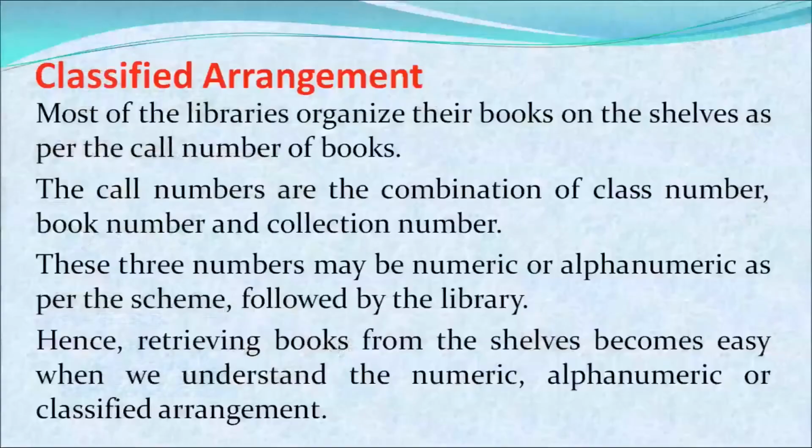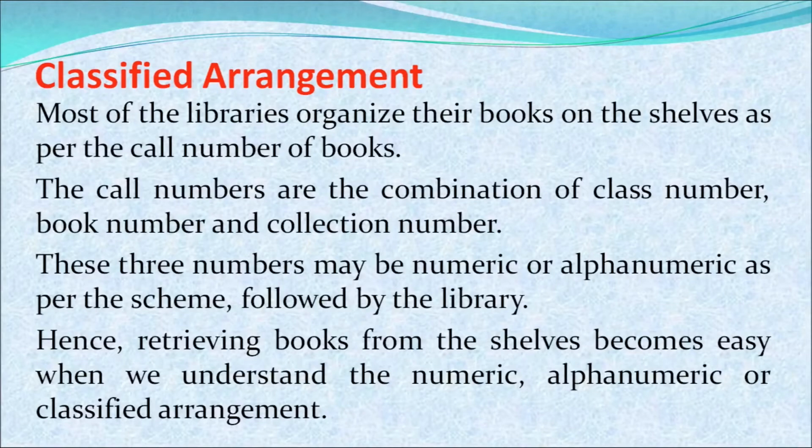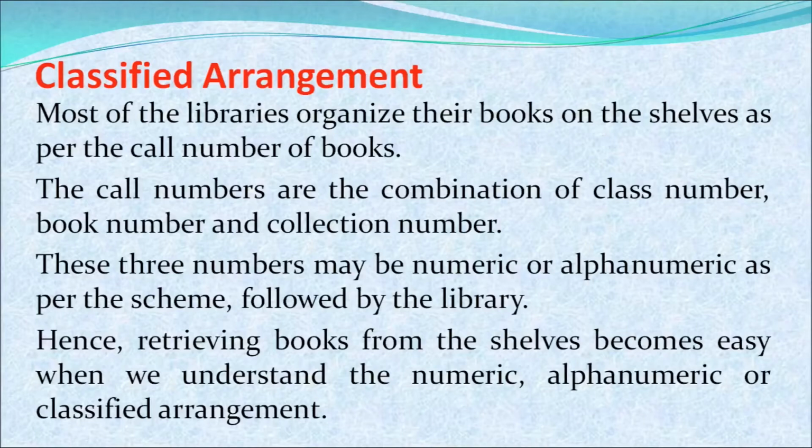After this, we are coming to the classified arrangement. Most of the libraries organize their books on the shelves as per the call number of the book. Call numbers are the combination of class number, book number and collection number. These three numbers may be numeric or alphanumeric as per the scheme followed by the library. Hence, retrieving books from the shelves becomes easy when we understand the numeric, alphanumeric and classified arrangements.